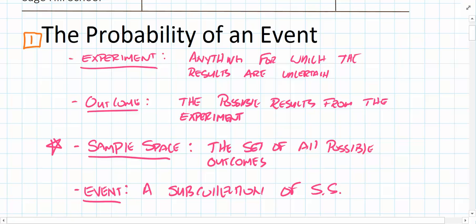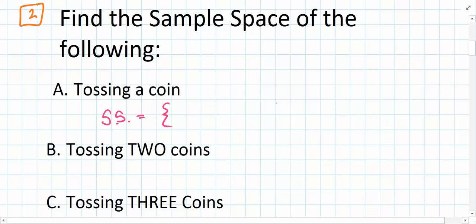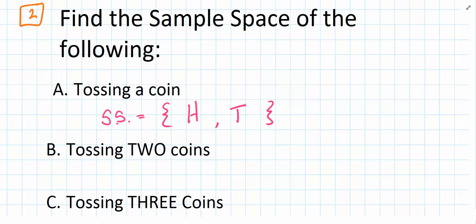You guys ready to go on? Okay. So we're going to find the sample spaces of these 3 experiments. The experiment would be tossing a coin. The sample space, SS for sample space, is going to be the set of all possible outcomes. If I toss a coin, what is one outcome I could get? I could get heads. What's the other outcome I could get? I could get tails. Can I get anything else? I cannot get on the edge. I know you guys always think the edge. I cannot get it on the edge. We don't live in the crazy universe.